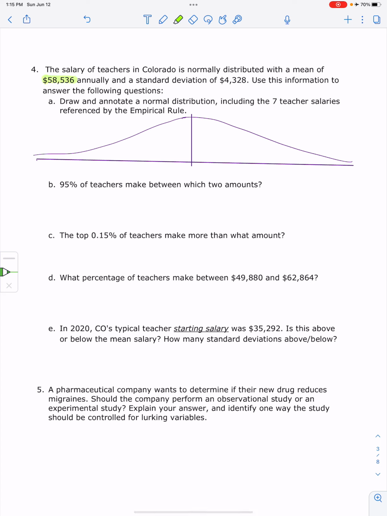So our mean is 58,536. We are adding standard deviations to get 62,864. If we add again, we get 67,192. And if we add again, 71,520.